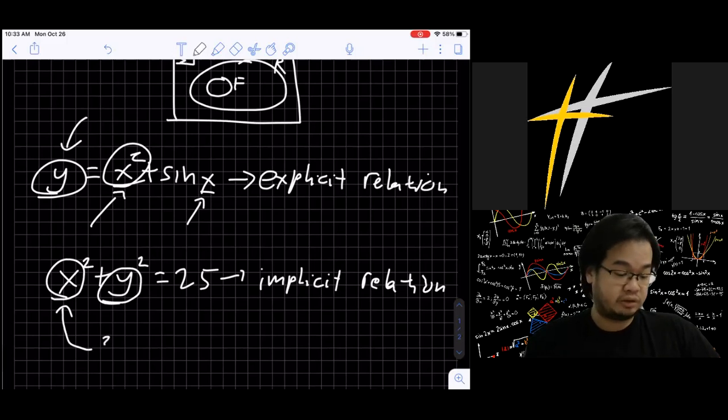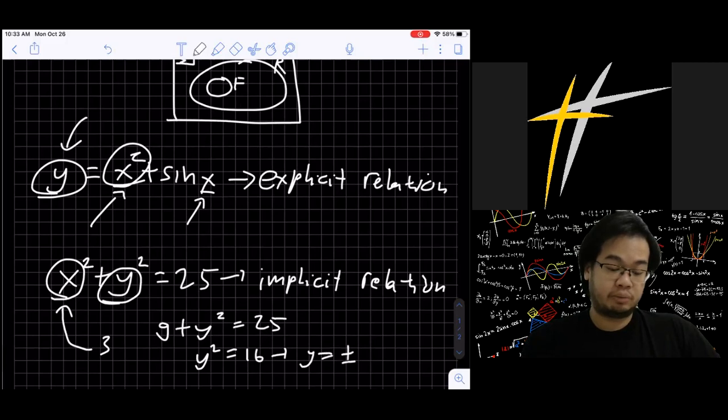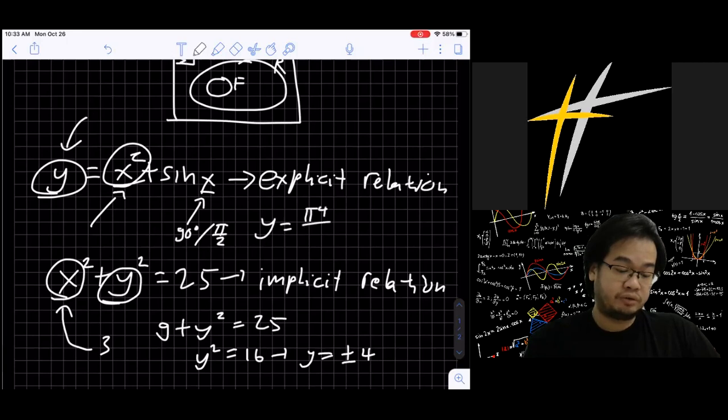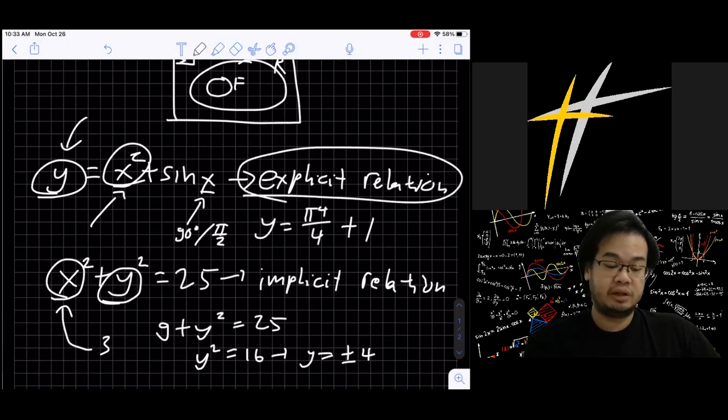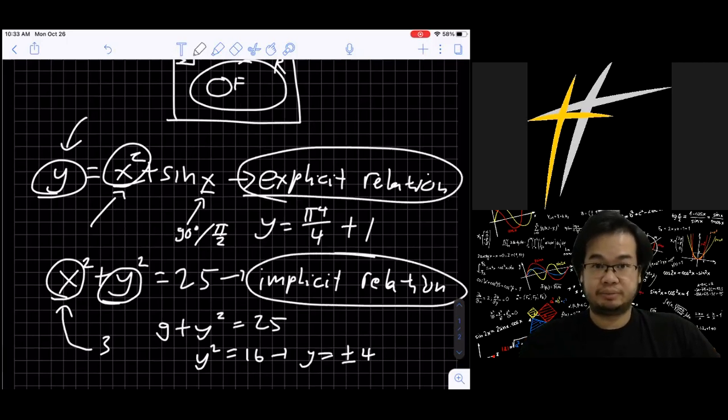For example, if the x is 3, then I have 9 plus y squared equals 25. Then I don't get the value of y directly. I have to minus 9 both sides, and I have to square root both sides, so I get plus minus 4. While in explicit relation, if I substitute x is 90 degrees or pi over 2, then I can just get directly the value of y, which is pi squared over 4 plus 1. So that's the difference between explicit relation and implicit relation.